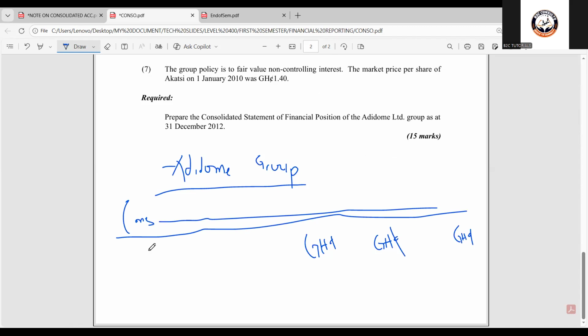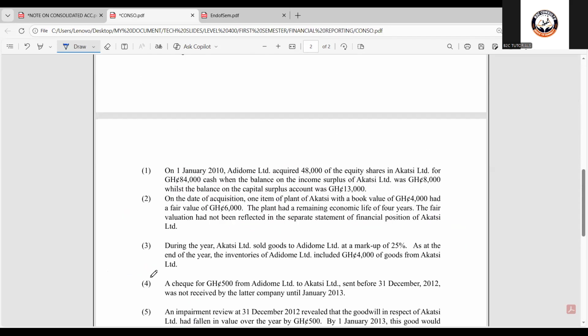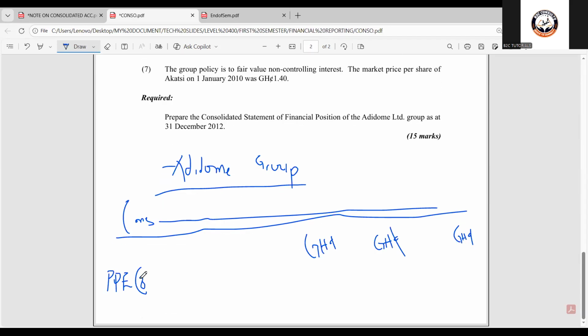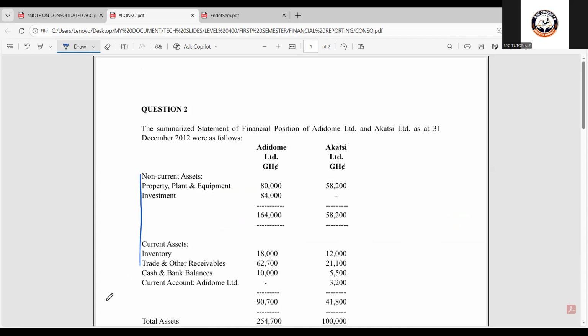So I start with PPE, property, plant, and equipment. And I told you, since it is a balance sheet, it is quite easy and straightforward. So I just open parentheses like this, 80,000, 58,200. So I just do 80,000 plus 52,800. Now I'll not close the bracket because there'll be adjustments on the account. So I'll just leave it like this and then go and pick the next item, which is investments.